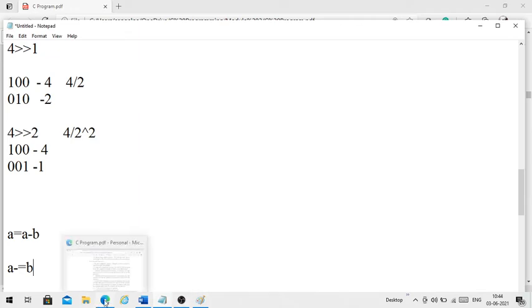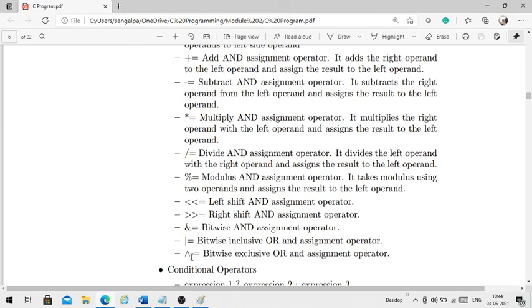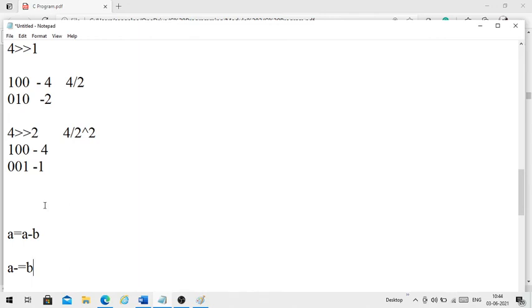Like that, we have other operators. This is a plus equal to operator. This is a simple equal to, the simple assignment operator, which assigns a value from right to left, to the left hand side. This is plus equal to, minus equal to, star equal to, divide equal to, mod equal to, then left shift and right shift, and, or, and bitwise. We will see the examples. First is the simple assignment operator, A equal to B. This is the simple assignment operator.